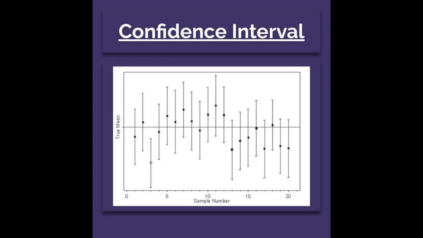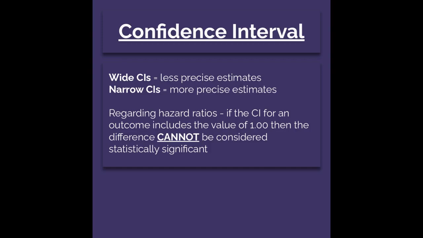But again, we can't repeat trials over and over again, so we must be able to effectively interpret the given confidence interval when reading trial results. A wide confidence interval indicates a less precise estimate, and a narrow confidence interval indicates a more precise estimate.